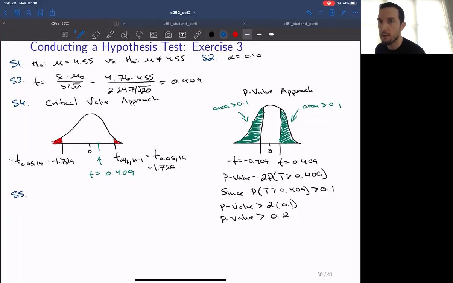Any questions about that derivation? Well, calculation, table usage, whatever you want to call it.